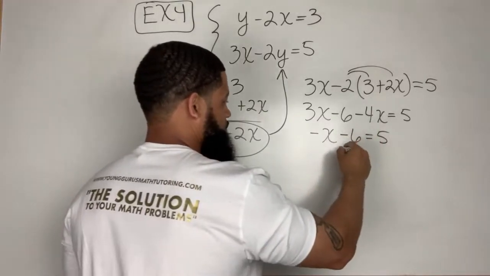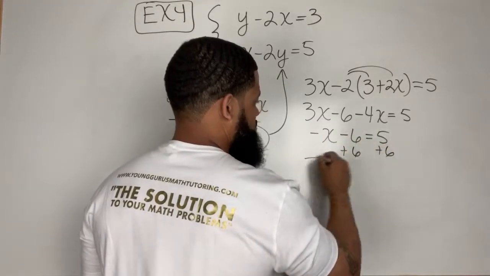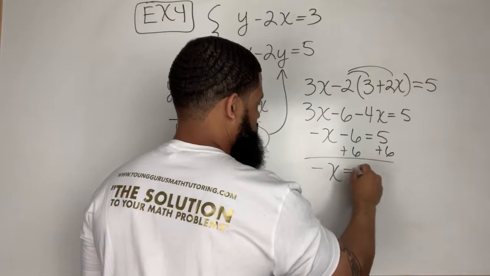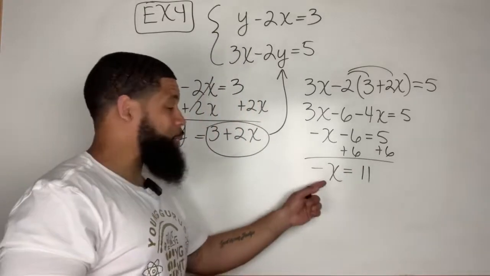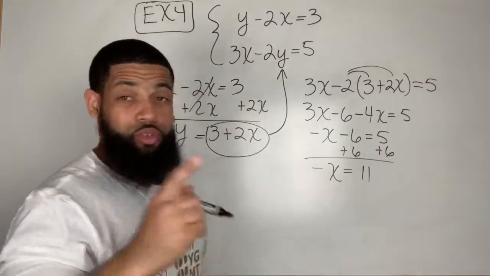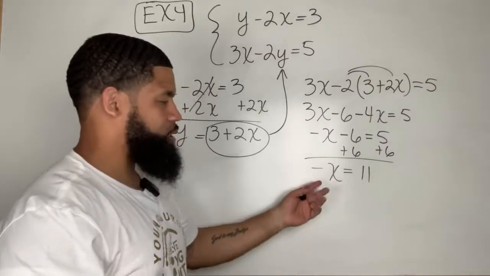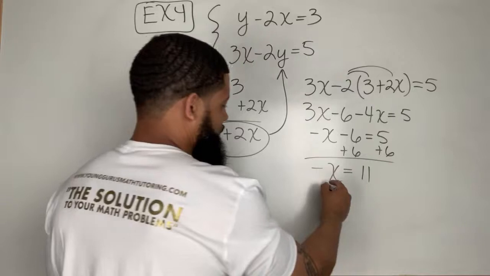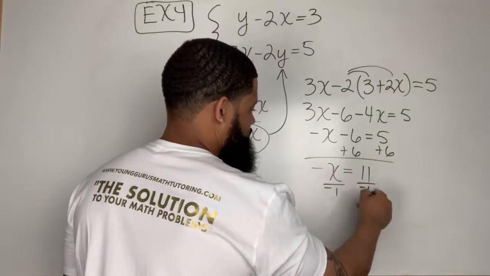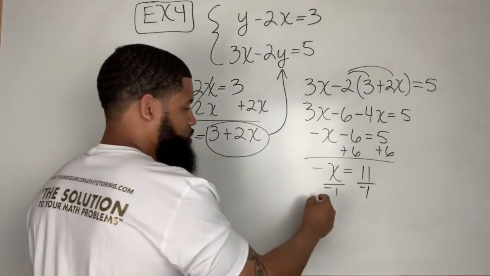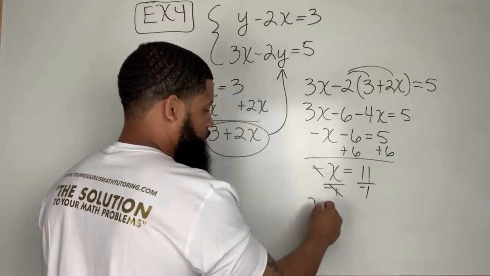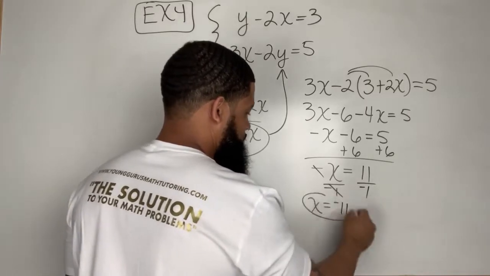I add 6 to both sides. Negative x equals 11. So this is like saying the opposite of x equals 11. You could do two things. You could divide by negative 1 on both sides, or you can just flip the signs. I like to just say divide by negative 1 because technically that is a coefficient of 1. So those negatives cancel, so x equals negative 11.